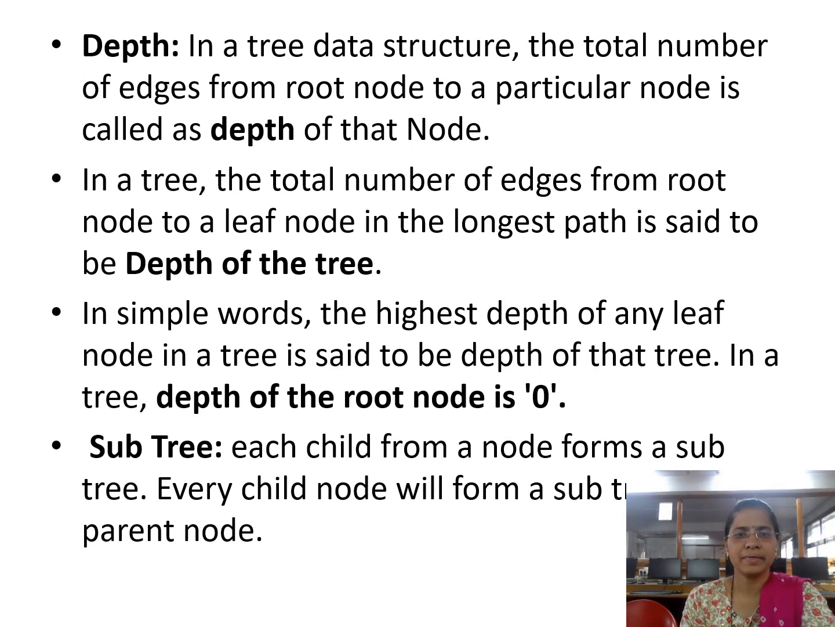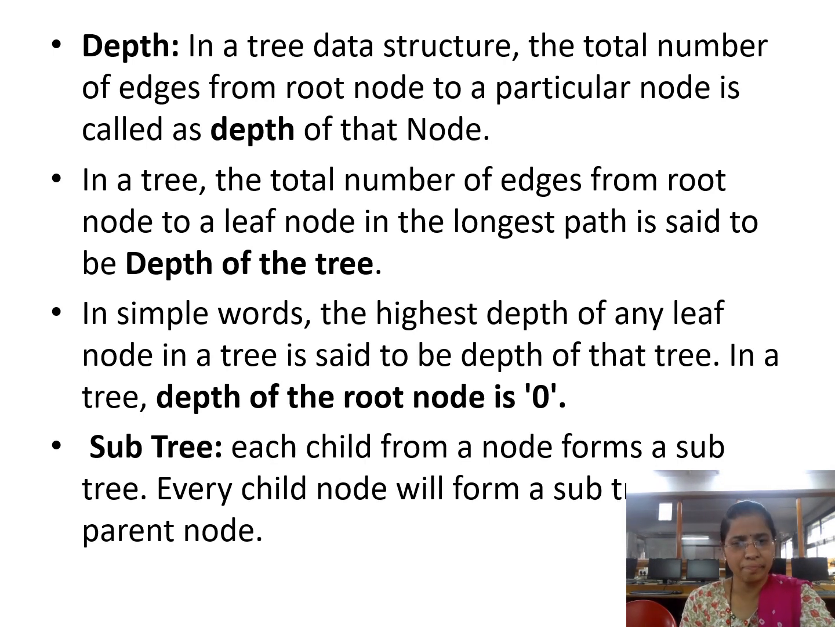The next term is depth, the depth of a node or the depth of the tree. In a tree data structure, the total number of edges from the root node to a particular node is called the depth of that node. And in a tree, the total number of edges from the root node to a leaf node in the longest path is said to be the depth of the tree. In other words, the highest depth of any leaf node in a tree is said to be the depth of that tree. In a tree, the depth of the root node is 0.